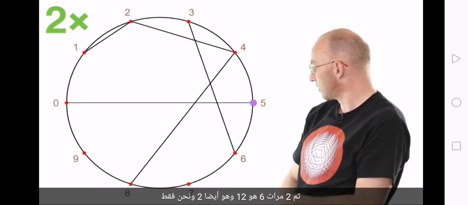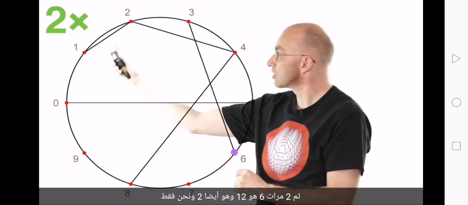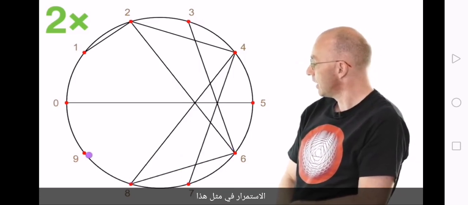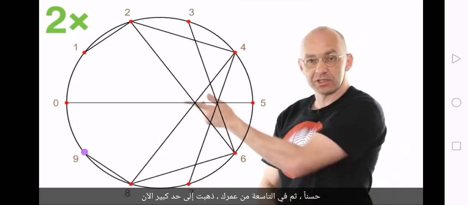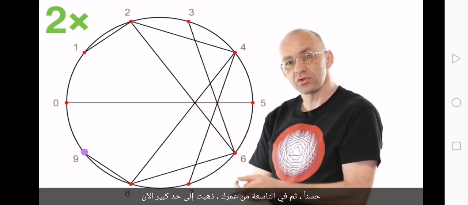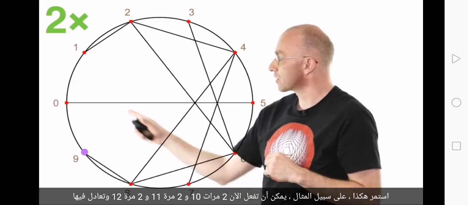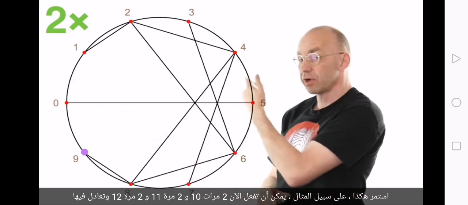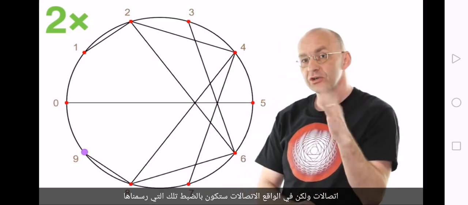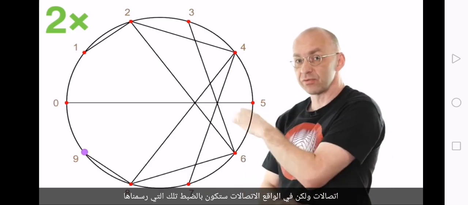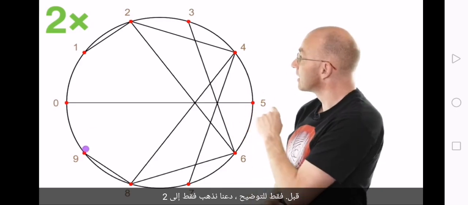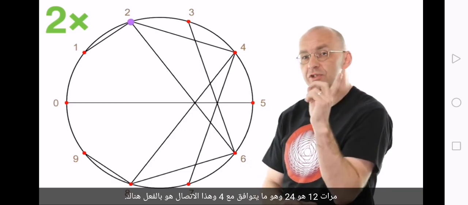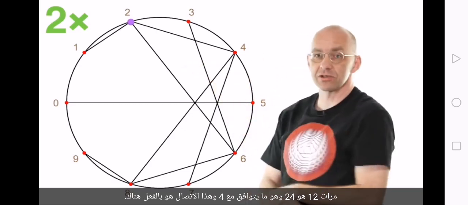And then 2 times 6 is 12, which is also the 2, so we connect that one, and you just keep on going like this. And then you're at 9, and you've pretty much gone all the way around. Now you could go on. For example, we could now do 2 times 10 and 2 times 11 and 2 times 12 and draw in those connections. But actually, the connections are going to be exactly the ones that we've already drawn. So we can actually stop here. Just to illustrate, 2 times 12 is? 24, which corresponds to the 4, and that connection is already there.